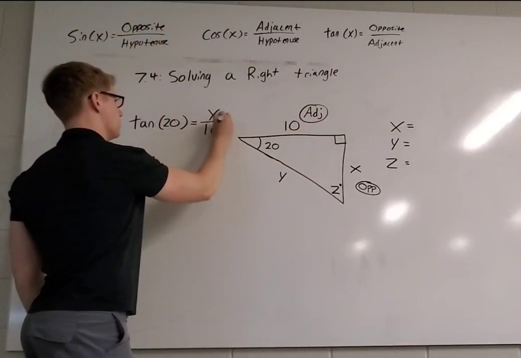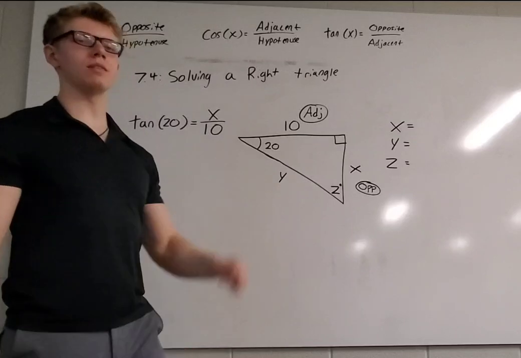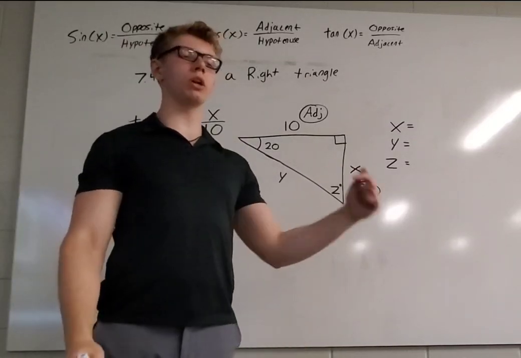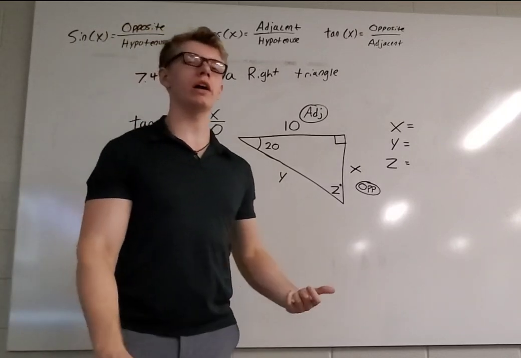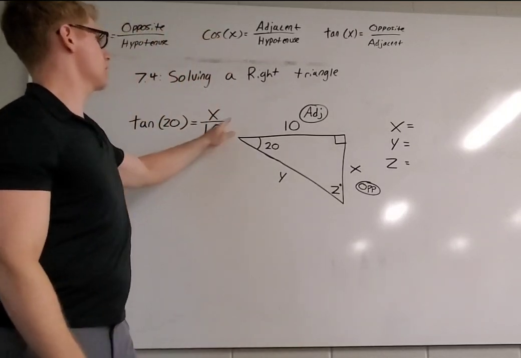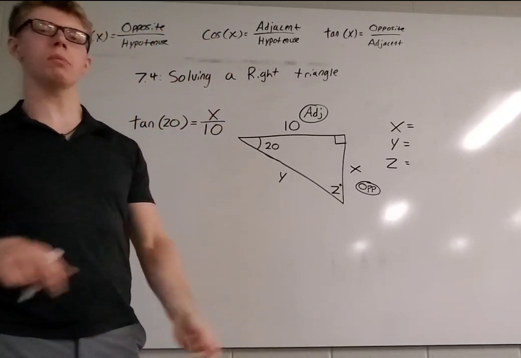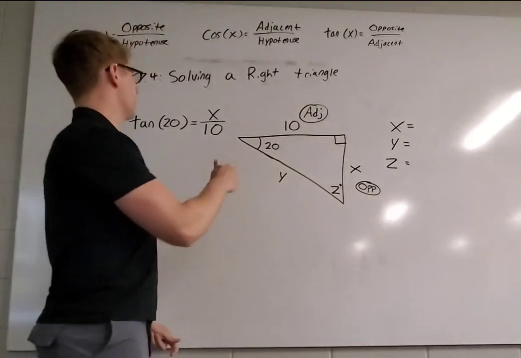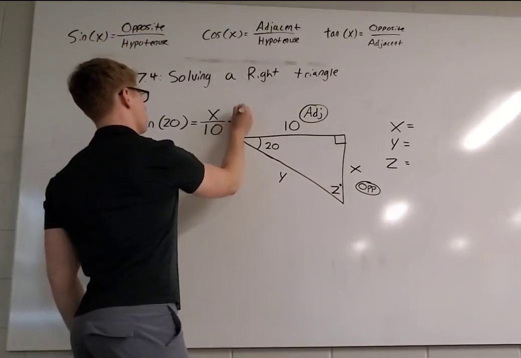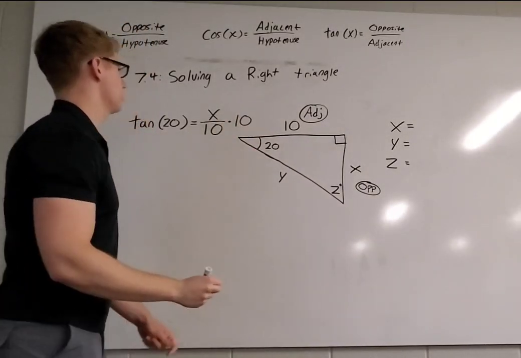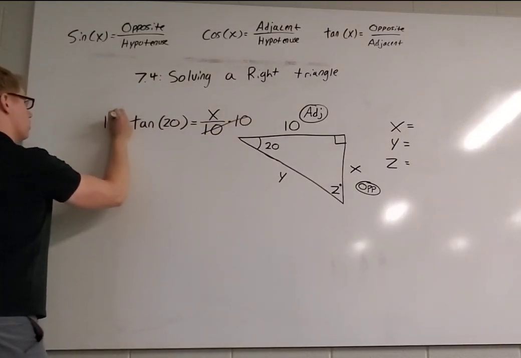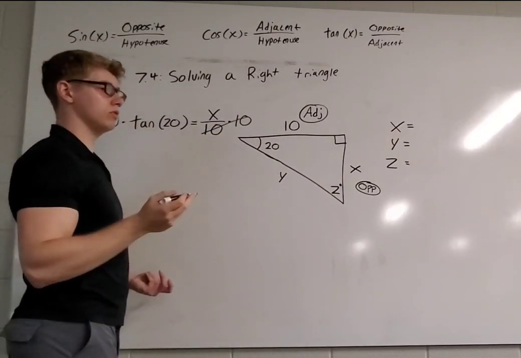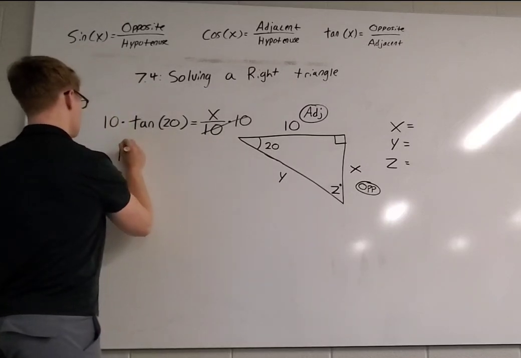Now you might remember from last time, when we have x in the numerator and a constant in the denominator, we need to multiply to get this x by itself. We have x divided by 10. To get that away from our variable, we should multiply. So I'm going to multiply by 10 on the right side, and I'm going to multiply by 10 on the left, and then we're already basically done.